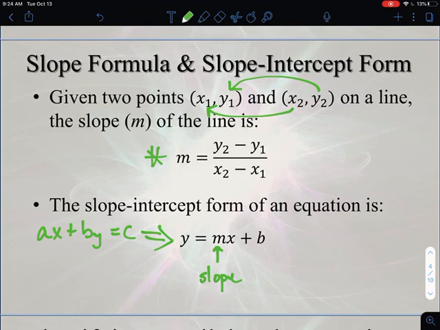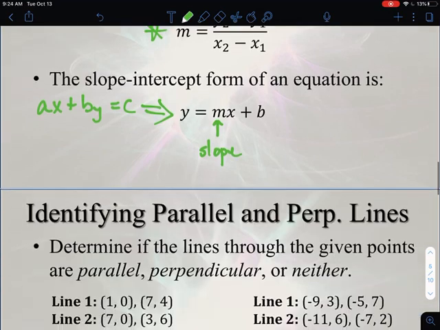So if I have a graph, I can count from one point to the next. There's my slope. If they just give me the 2 points, I can plug it into my formula, y minus y over x minus x, reduce the fraction, and there's my slope. Or if they give me an equation, get y completely by itself, and then the number attached to x will be the slope of my line.